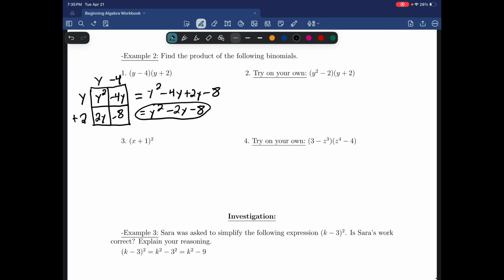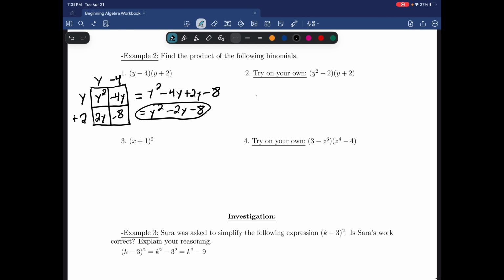Using the same exact steps that we used for example 1, I encourage you to pause the video and try this on your own. All the steps are exactly the same as we did here. It's just now we have a variable that's squared. But all that's going to change here is a little bit of what our terms will look like, but the process is exactly the same. And assuming you have tried it on your own, let's go through it.